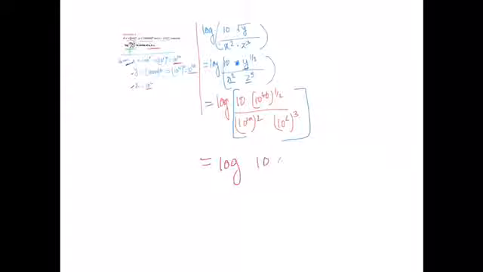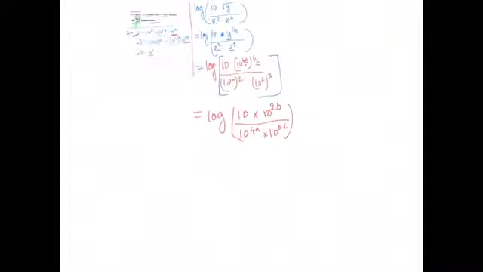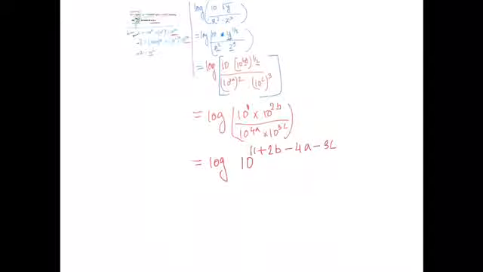This is 10 into this, and this gets divided. So 10 to the power 2b divided by 10 to the power 4a into 10 to the power 3c. So all these are inside this logarithmic figure. So I can write 10 to the power 1 plus 2b minus 4a minus 3c. This is what we can write, because this is like indices with the same base 10.